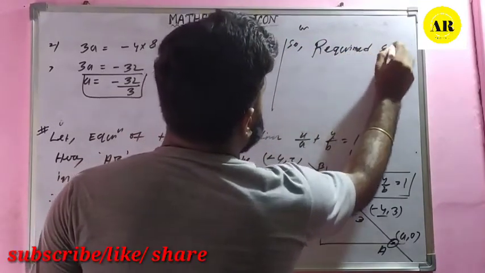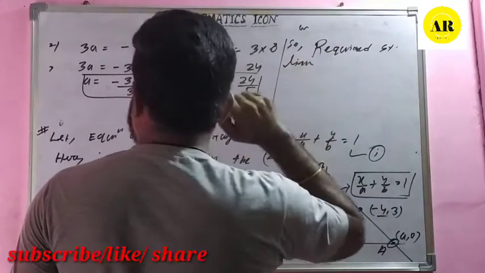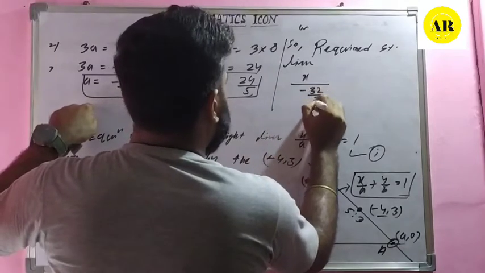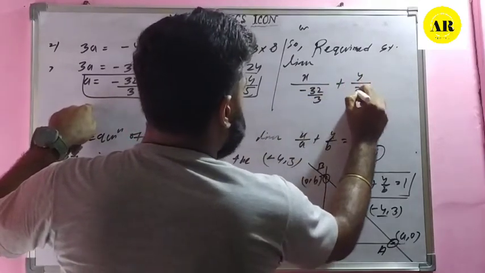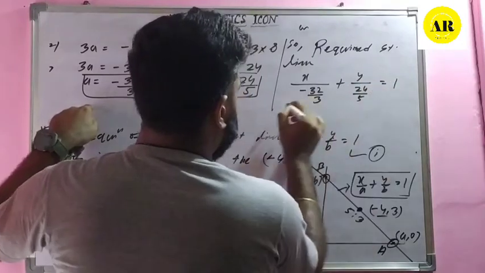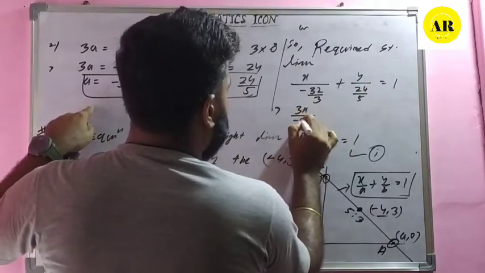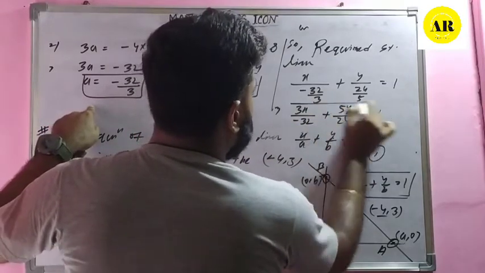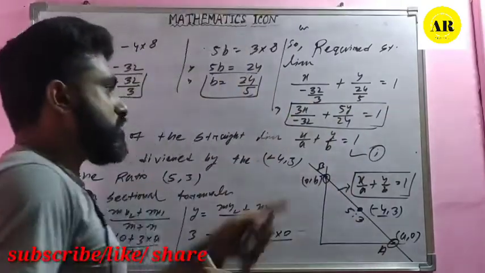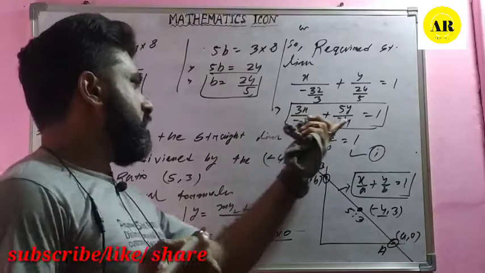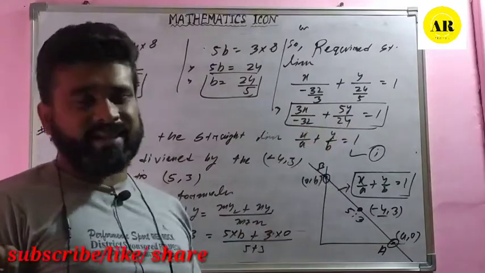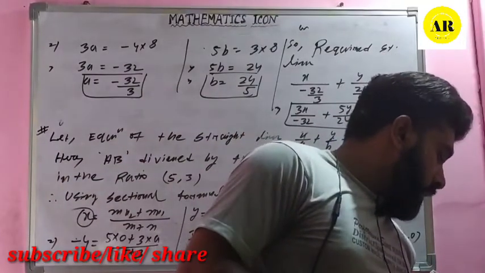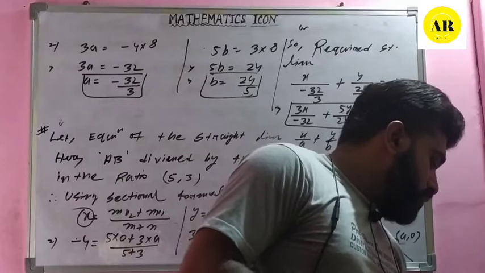So the required straight line is x by a, meaning minus 32 by 3, plus y by b, meaning 24 by 5, equals 1. Now 3x by minus 32 plus 5y by 24 equals 1. Then you can complete this. Okay, you can stop here. Also, you can solve these equations by taking the LCM. Okay, no need, because you only need to find the equation of the straight line. Okay, now next question.